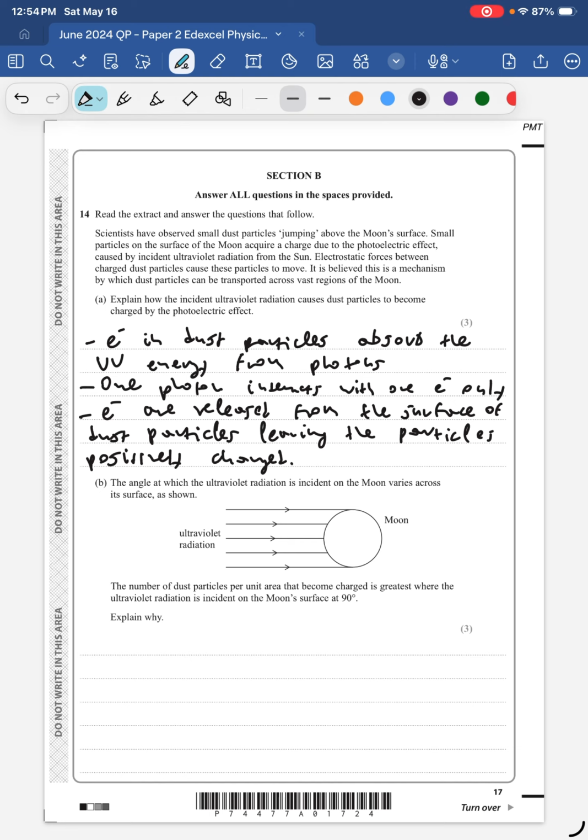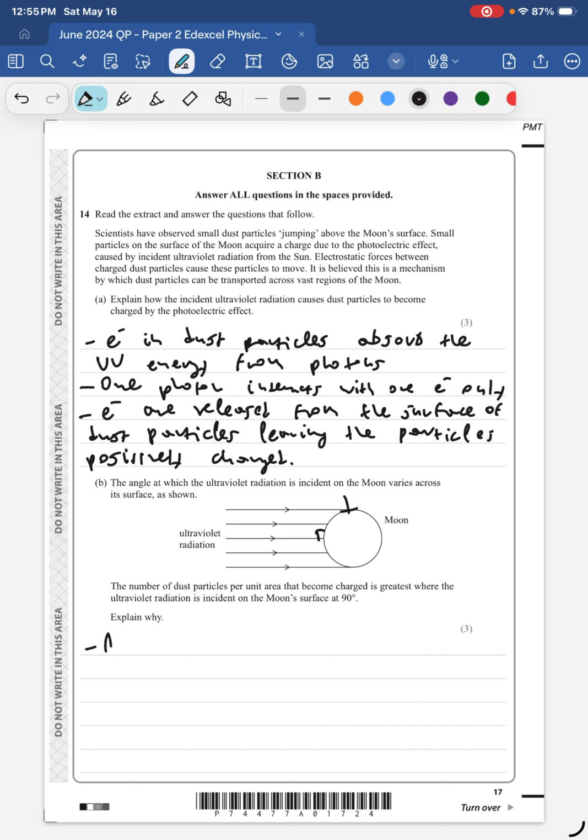B. The angle at which the UV radiation is incident on the moon varies across its surface as shown. The number of dust particles per unit area that becomes charged is greater where the UV radiation is incident on the moon's surface at 90 degrees. Explain why. So this is similar to the Earth. Like the equator heats up faster because the rays hit the surface directly. It's perpendicular there, whereas here the rays are not perpendicular, so they fall at an angle. So that's the explanation.